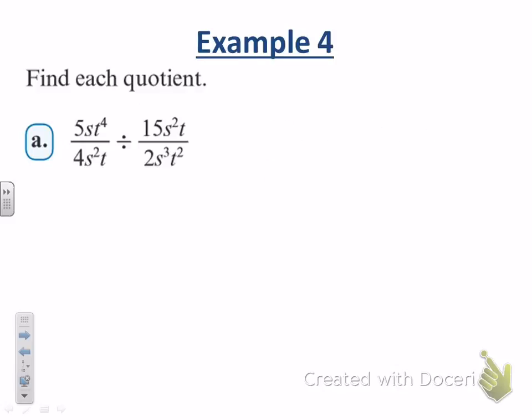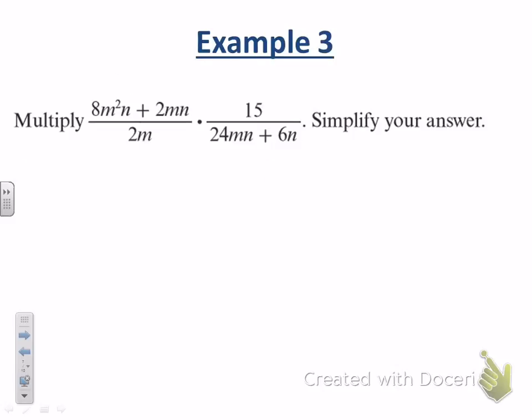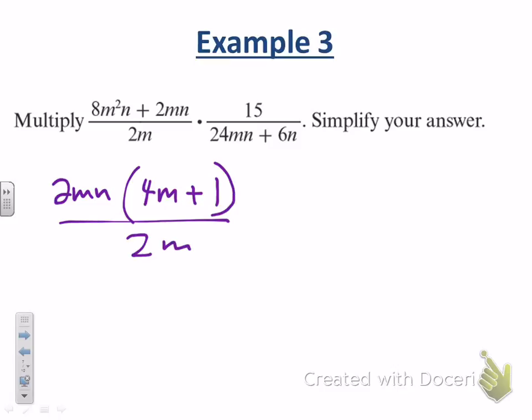2mn is correct. 2mn times 4m plus 1, right? Over 2m, times 15 over 6n. Can I take out a 6 in there?